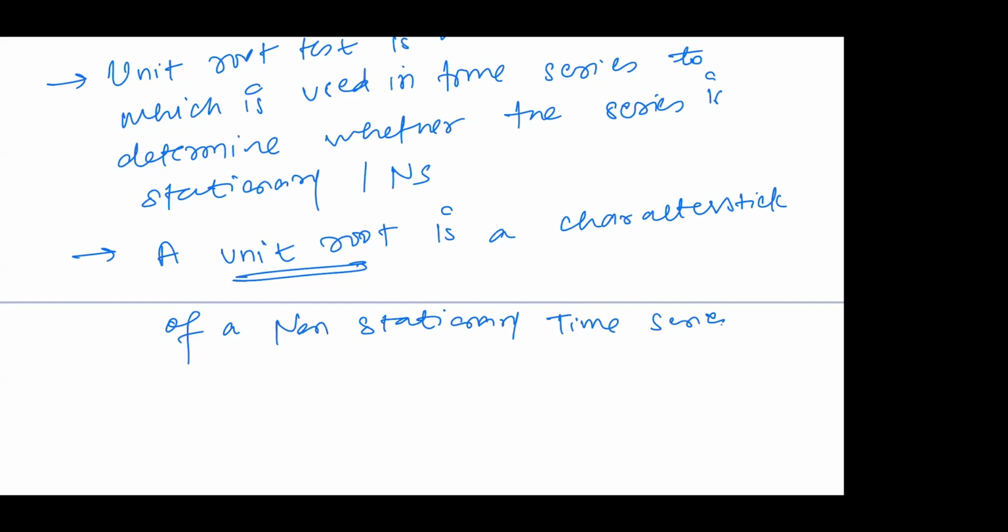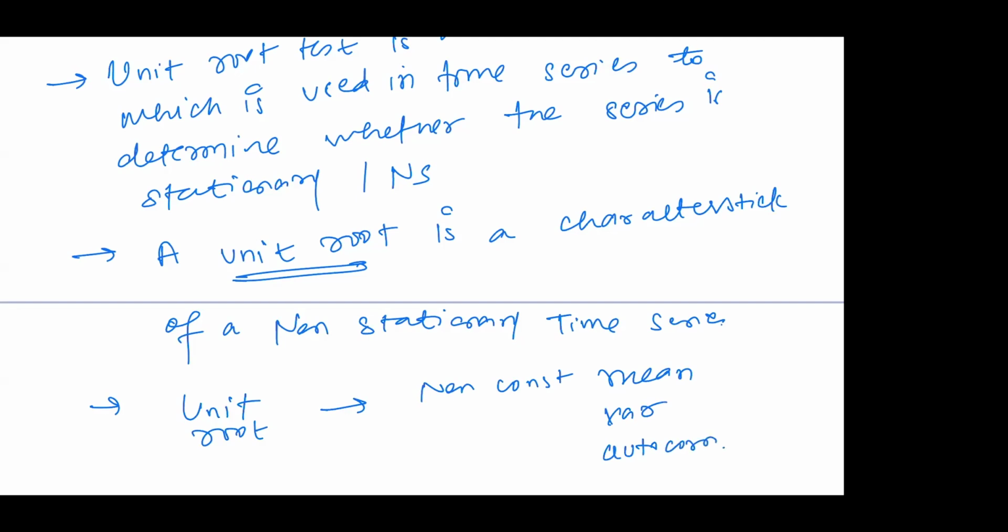Let me take that question after I explain this concept. So basically, a unit root is a characteristic of a non-stationary time series. What do you mean by this? Basically, it means that a unit root can either have non-constant mean or non-constant variance, or it can have autocorrelation. So this is what you mean by unit root.